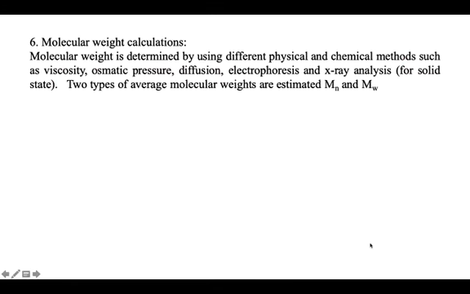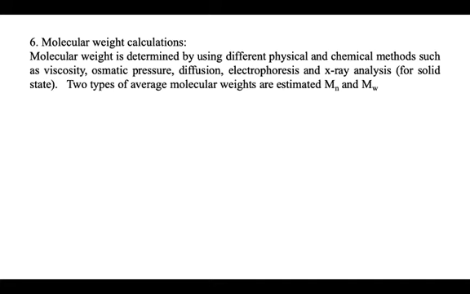Then the last one is molecular weight calculation. Molecular weight is an important criterion, and based on it we can say the character of a polymer. Polysaccharides are also polymers of high molecular weight. So we need to know the molecular weight of the molecule, and on the basis of it we can get an idea of how many monosaccharide units are present and what is the nature of that molecule.